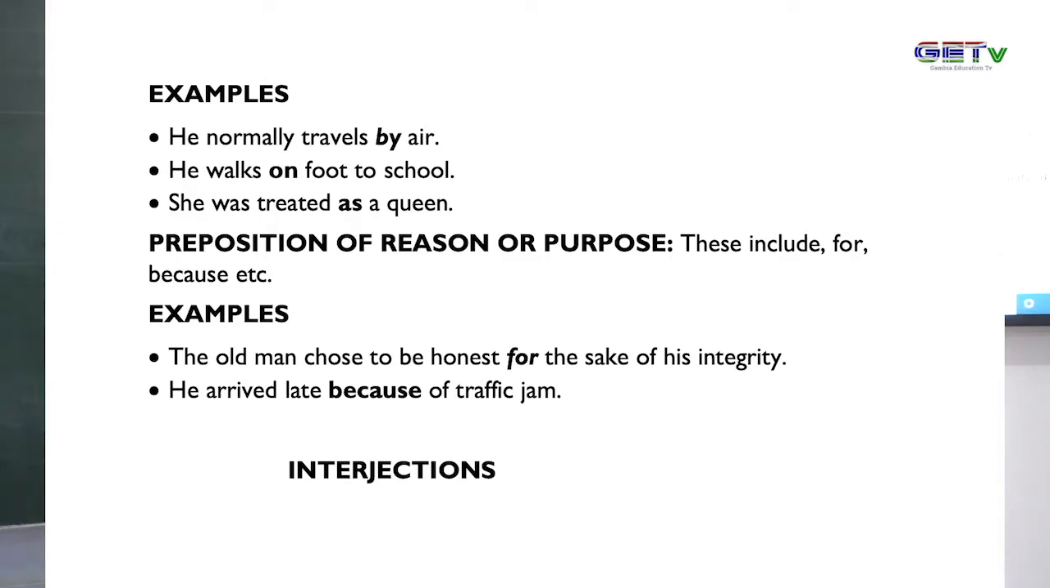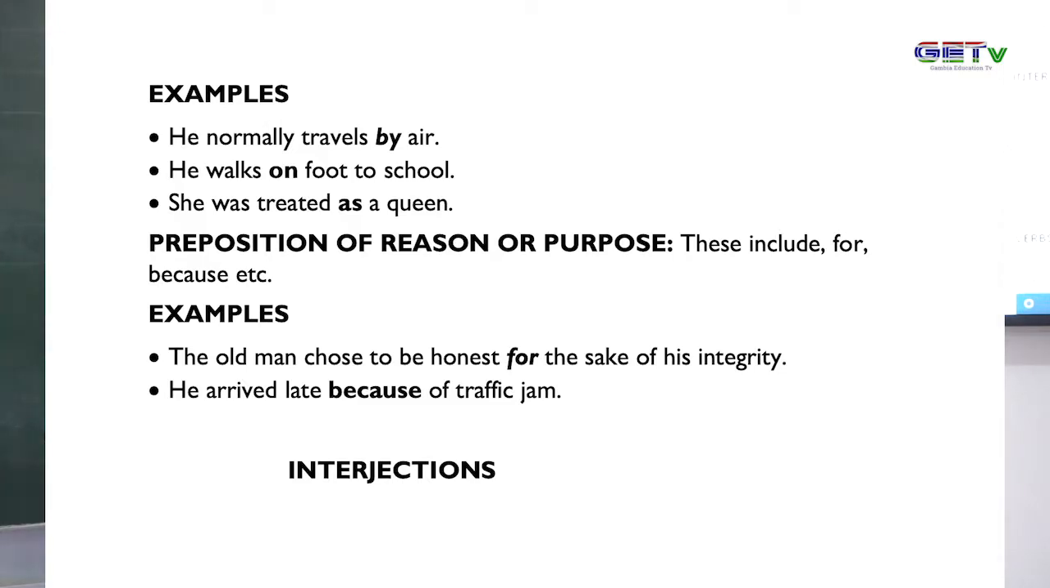From there, we move on to prepositions of reason or purpose. These include for, because, etc. Examples: 1. The old man chose to be honest for the sake of his integrity. 2. He arrived late because of traffic jam. When you look at these examples, for and because show purpose or reason for something. Therefore, they are prepositions of reason or purpose. They show why something happened or why something is done.